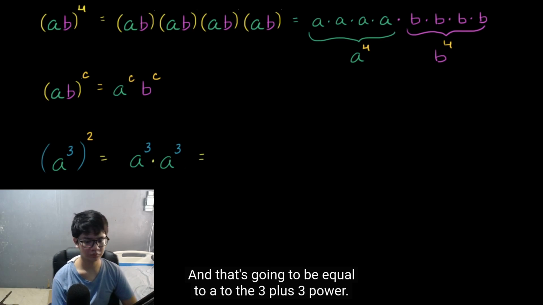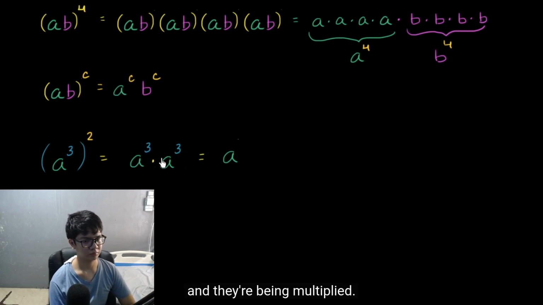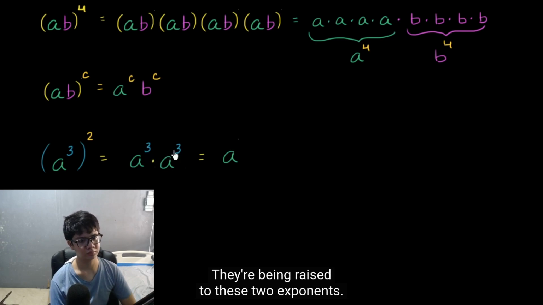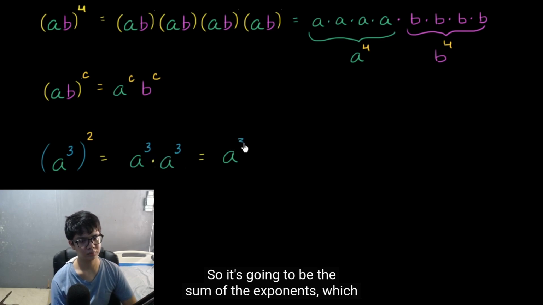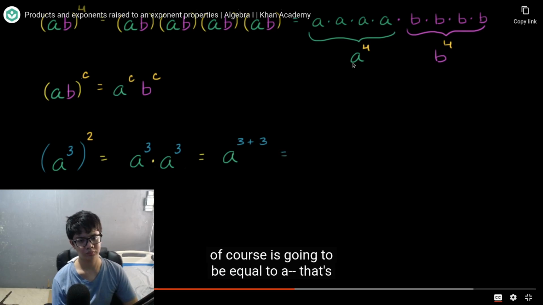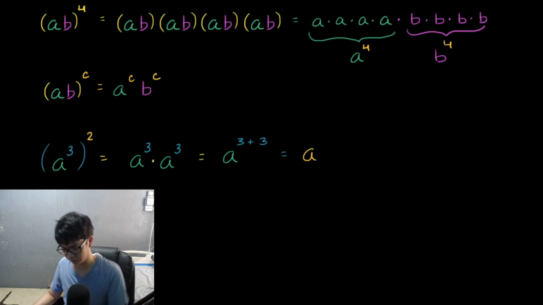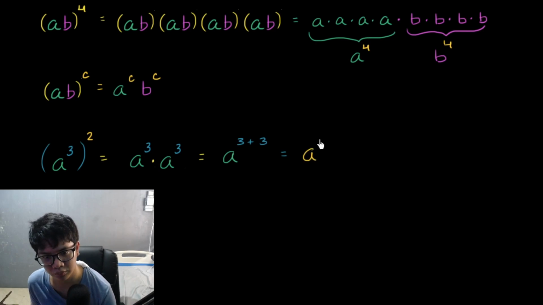And that's going to be equal to a to the 3 plus 3 power. We have the same base, and so we would add the exponents, since they're being multiplied. They're being raised to these two exponents, so it's going to be the sum of the exponents, which of course is going to be equal to a to the 6th power.